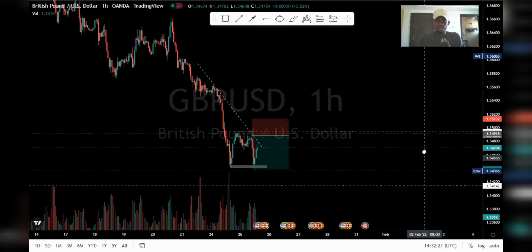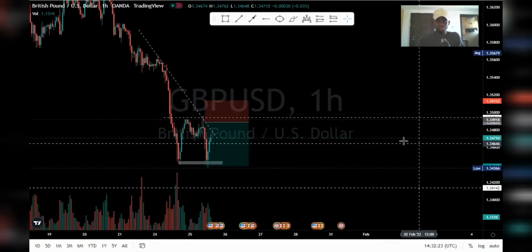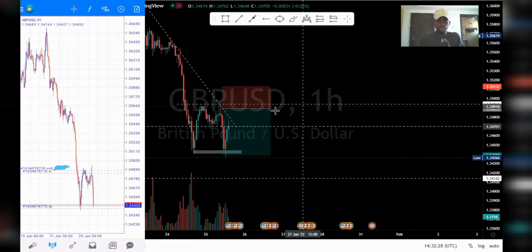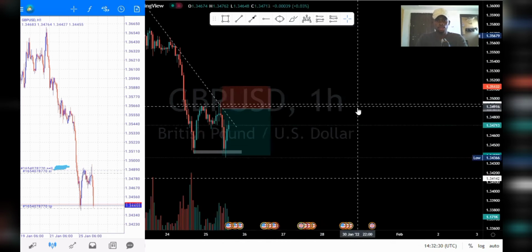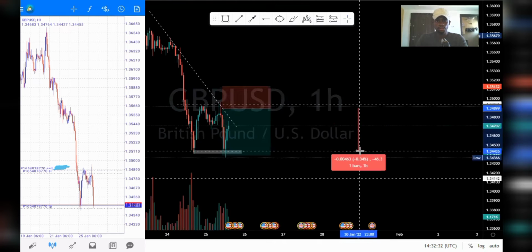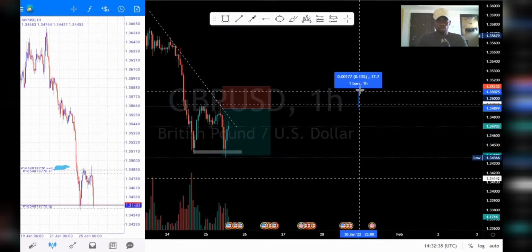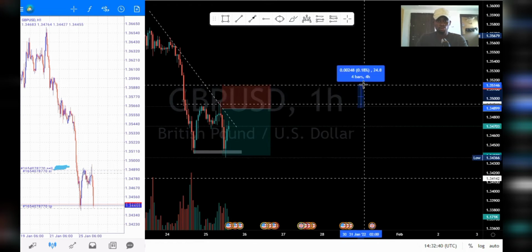Let me show you my entry on GBP/USD. I entered somewhere here, as you can see, and it might take profits, giving me about 50 pips plus. I was risking about 24 to 25 pips. That is 1:2. So that is that.